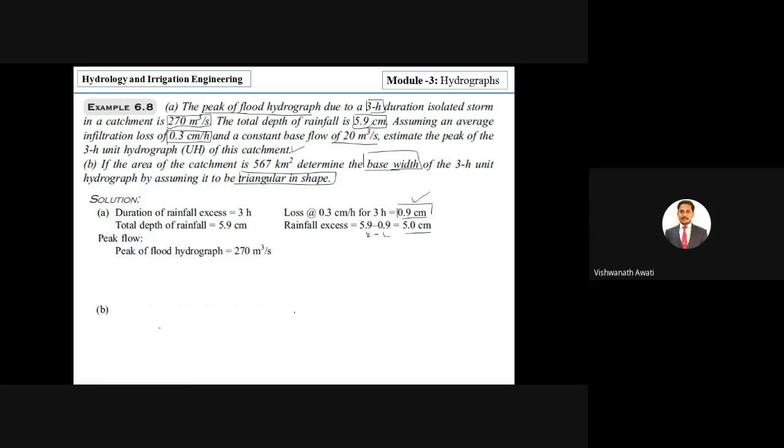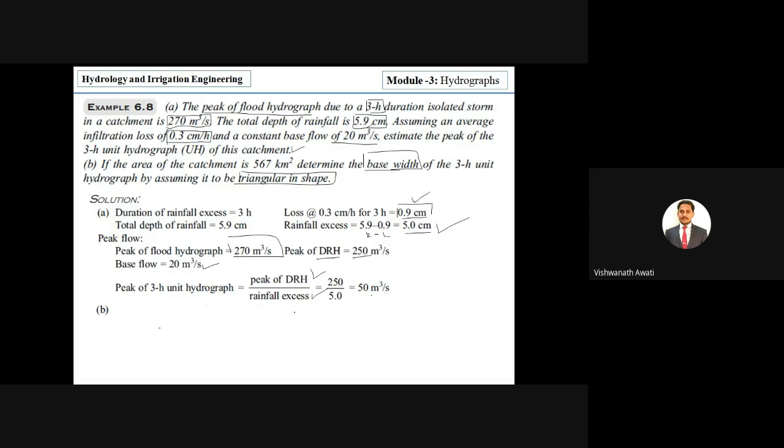So next is the peak flow calculation. The peak of the flood hydrograph is 270 meter cube per second. This is also given in the problem. Next, base flow is 20 meter cube per second. It is also given. Then we have to calculate the peak of the direct runoff hydrograph. That is 270 minus 20, because the direct runoff hydrograph is obtained after subtracting base flow. 270 minus 20 is 250 meter cube per second. Next is the peak of the 3-hour unit hydrograph. We have a simple formula: peak of the direct runoff hydrograph, 250, divided by rainfall excess, 5 centimeter. So 250 by 5 gives 50 meter cube per second. This 50 meter cube per second is the peak flow. It is the first calculation requirement.